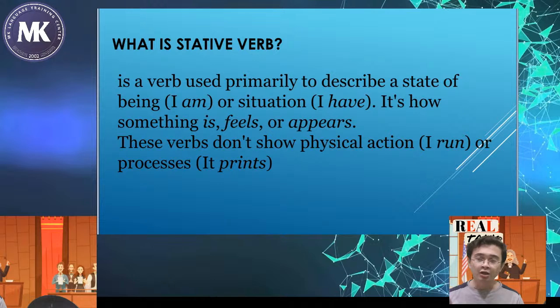So again, it is how something is, feels, or appears. And remember, they don't show physical action. Instead, they show feeling, mental state sometimes, or mental condition, or mental activity. And of course, they also don't show process. That's why we call them stative verbs. Those verbs again, which show physical action and processes, are called what? It is dynamic verb.